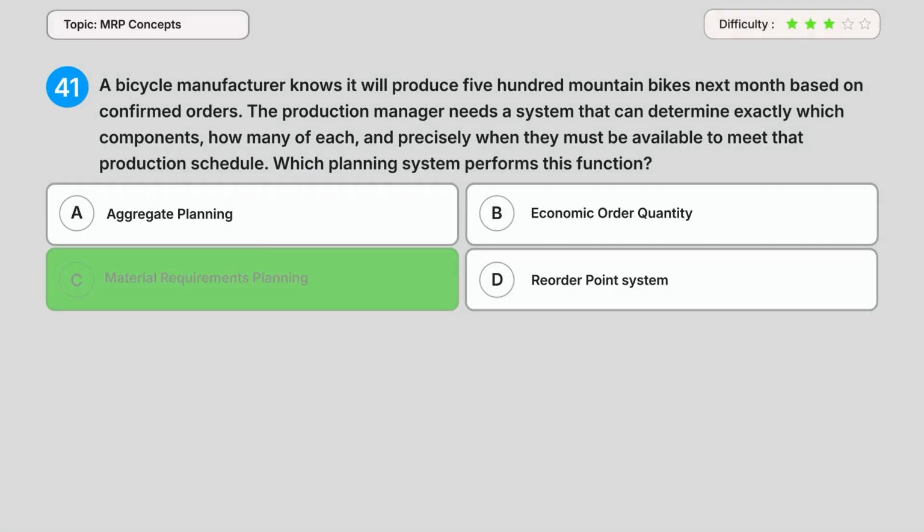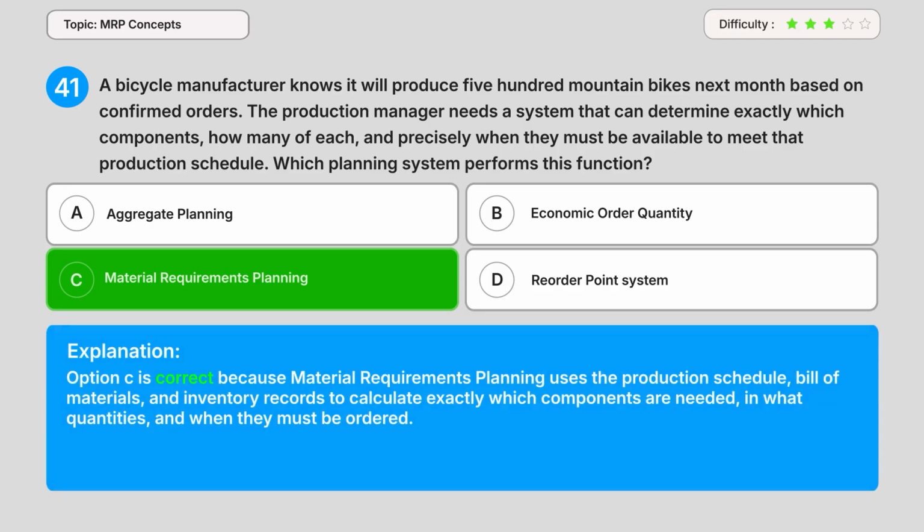Correct answer, C. Material requirements planning. Explanation. Option C is correct because material requirements planning uses the production schedule, bill of materials, and inventory records to calculate exactly which components are needed, in what quantities, and when they must be ordered.